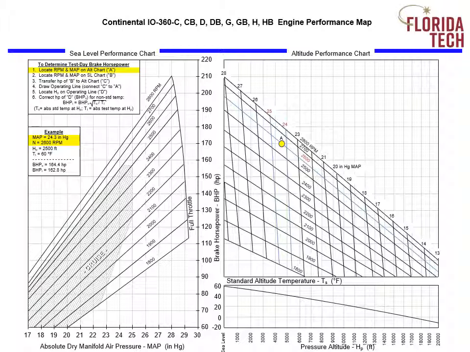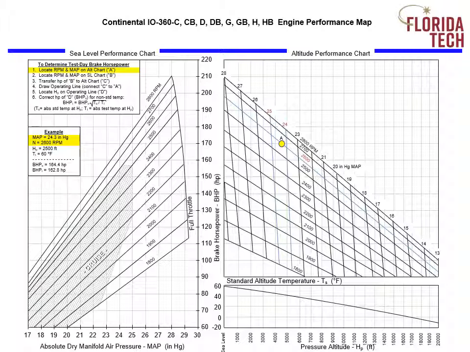An engine chart will typically have a step-by-step set of instructions in the upper left or upper right-hand corner. So we'll go through these one by one. Step 1, which is highlighted in yellow, says to locate RPM and manifold pressure on the altitude chart, which is the right-hand chart. And we're going to give that point A.